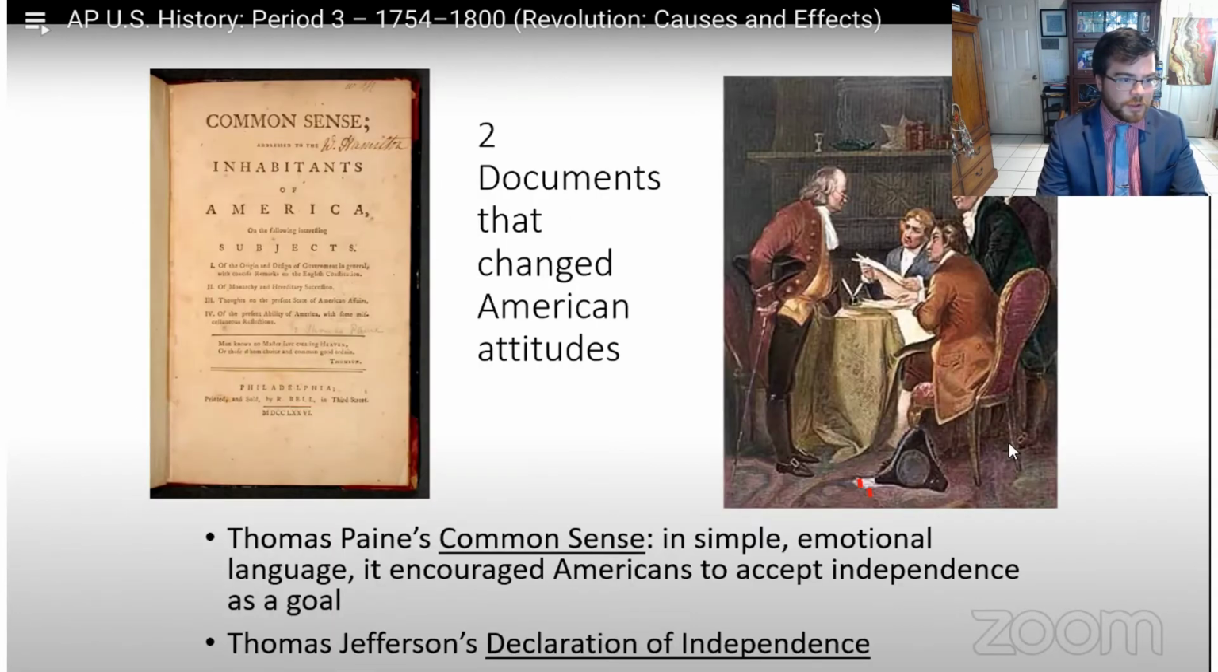Okay. So we're going to look at Thomas Paine's Common Sense. He was amazing, guys. Thomas Paine's one of my favorite revolutionary authors. He's very libertarian. He's very focused on helping the common American people. Okay, so this is going to influence the Declaration of Independence, guys. So we're going to look at two documents that change American attitudes.